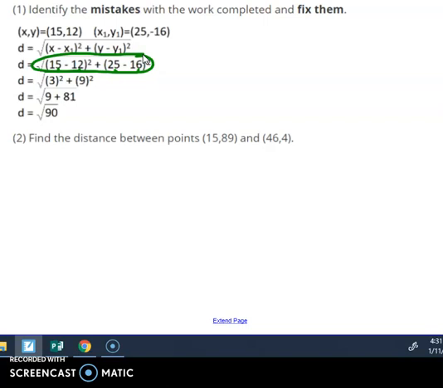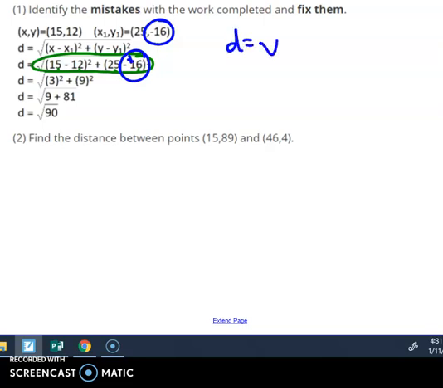The second mistake in this problem is the fact that 16 actually is negative. And these are subtraction problems. We're trying to find the distance, how far these numbers are apart. So it should be 25 minus negative 16, not minus 16. Minus 16 would have meant that the 16 was positive to begin with, not negative.